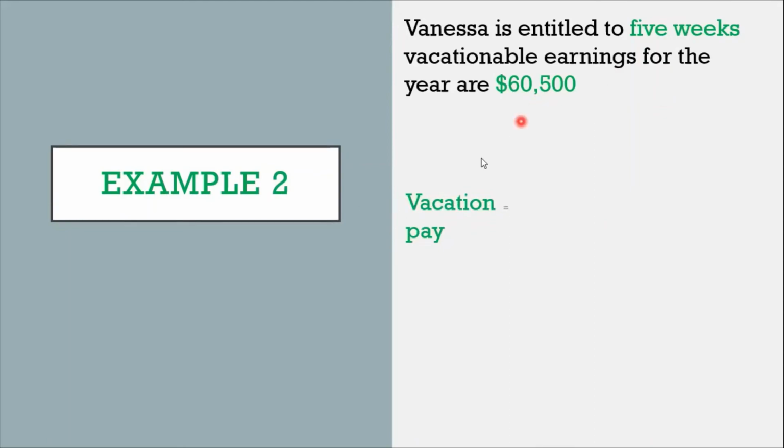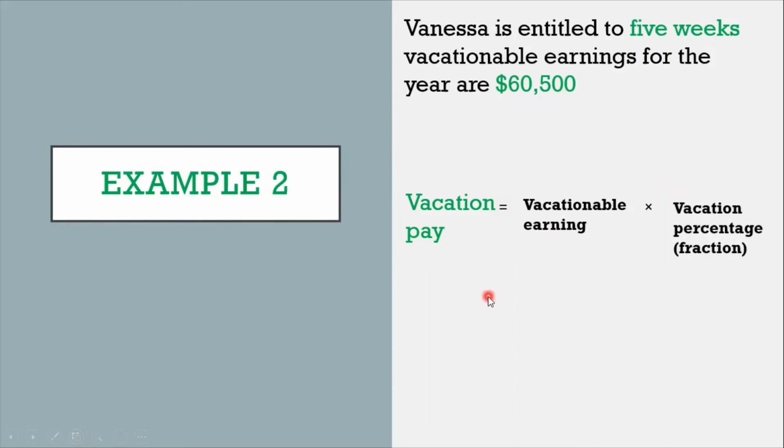The same formula: vacational pay will be equal to vacational earnings times the vacational percentage. So the vacational earnings in this case will be 60,500, and the vacational percentage would be 5 weeks times 2%. When you get 5 weeks times 2%, it will give you 10%. So 10% times 60,500 will give you your vacational pay, the one that you are entitled to when you are away from your work for about a month and a week.